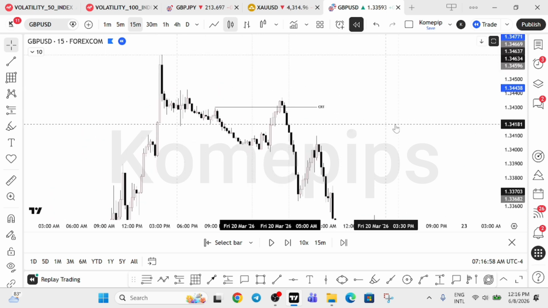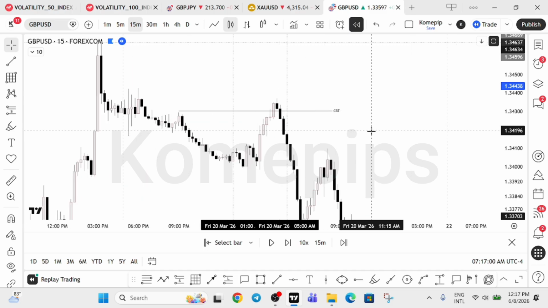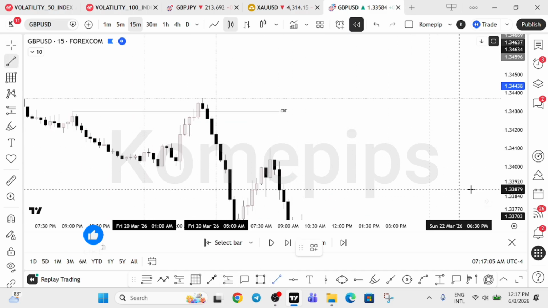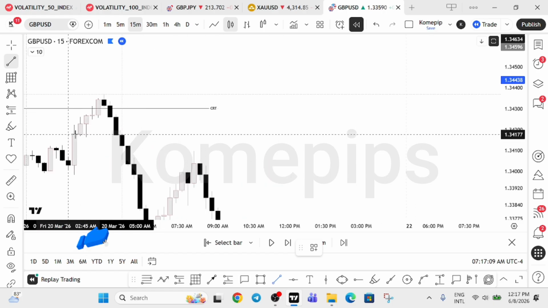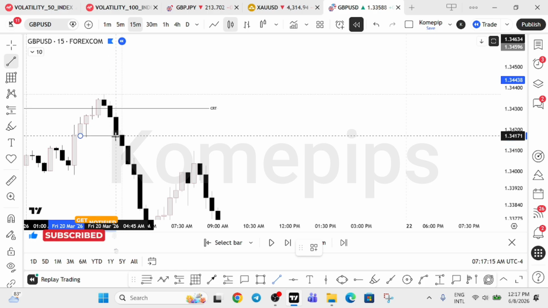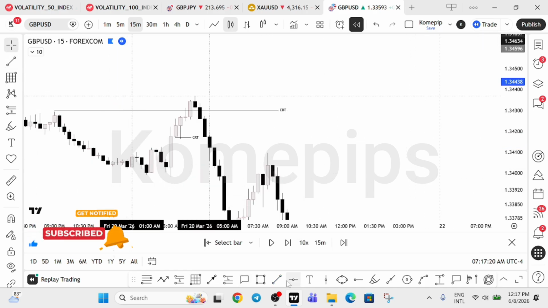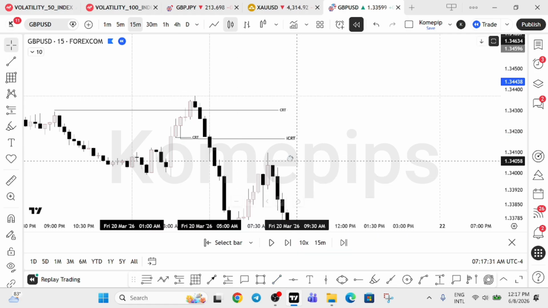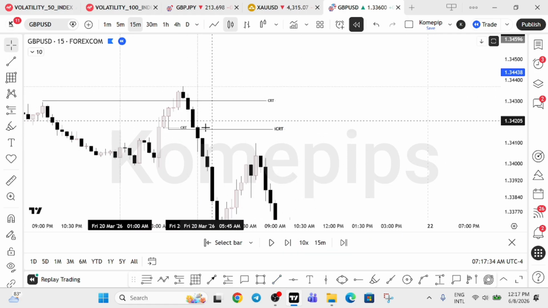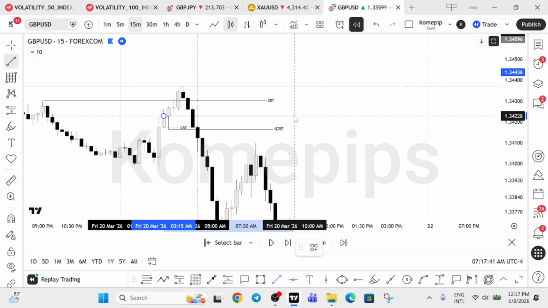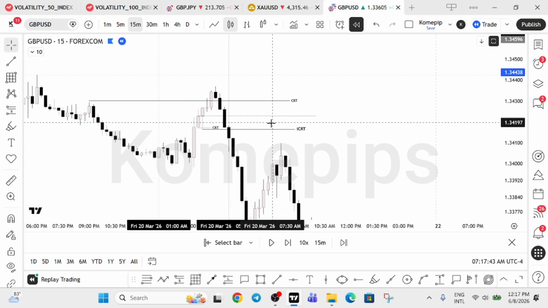And what do we do? We need to look for entry. How? Look for what? The Komepips ICRT. And where's the Komepips ICRT? This is it. We have a CRT here, the traditional CRT here, and we have the Komepips ICRT. But in this case, do you notice that price did not come all the way down? So of course, we might want to enter from the 50% of the ICRT right there. But in this case, it did not.